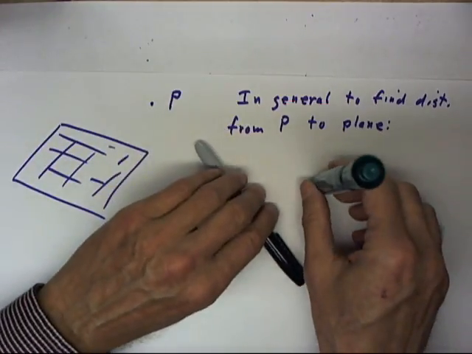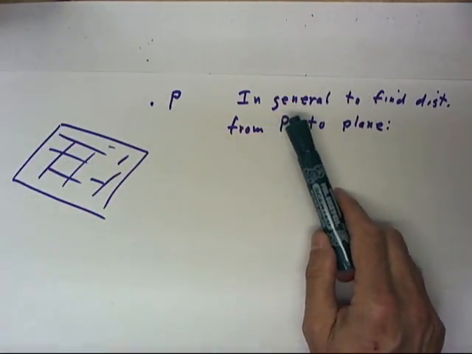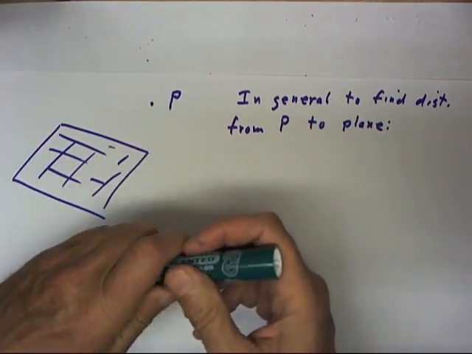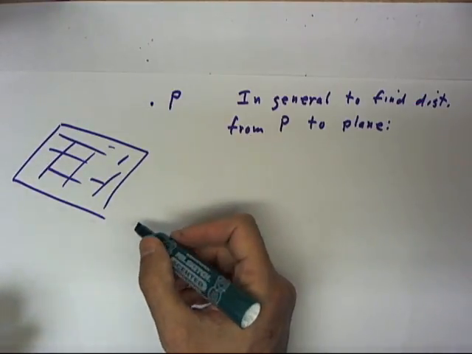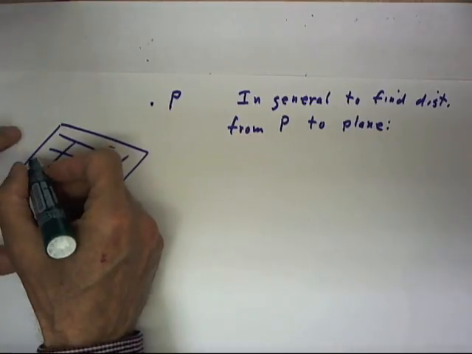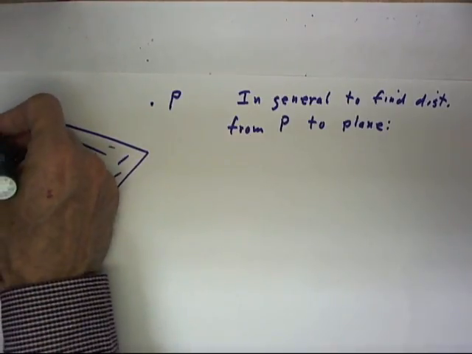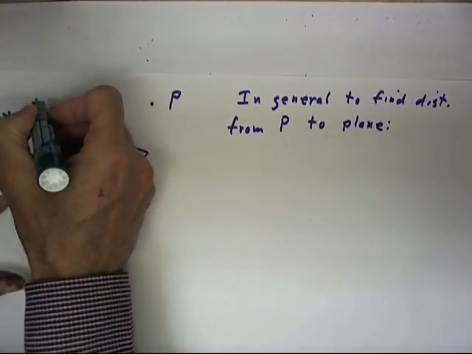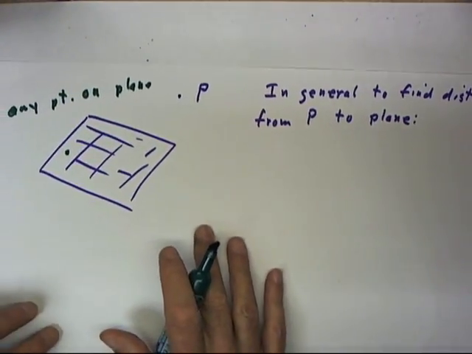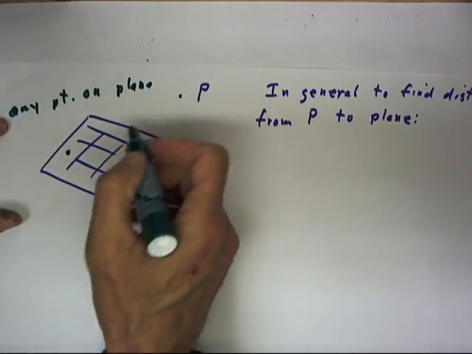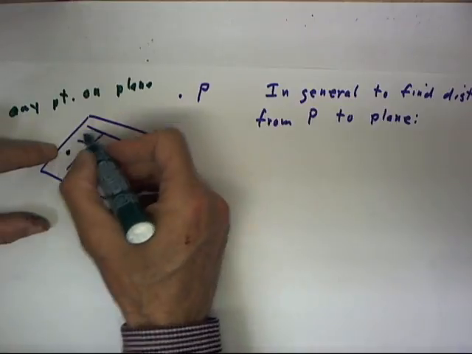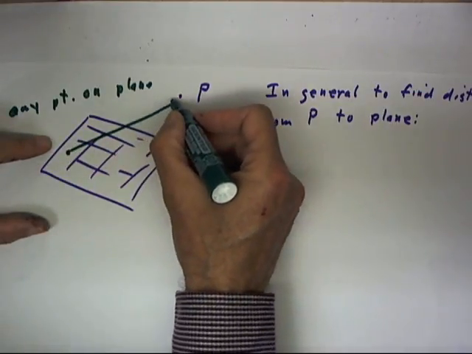Now we can generalize that last result. If we have a point P in a plane, we can find the distance from the point P to the plane by simply finding any point on the plane, and we find a vector from P to that point, or from that point to P, it doesn't really matter.